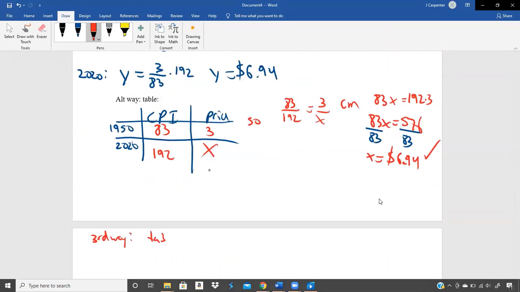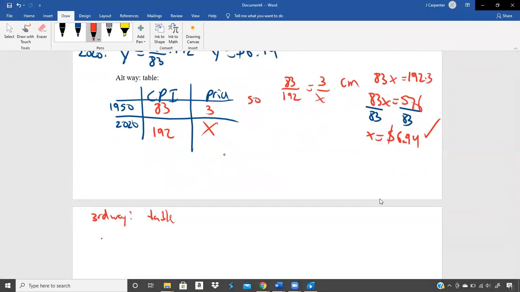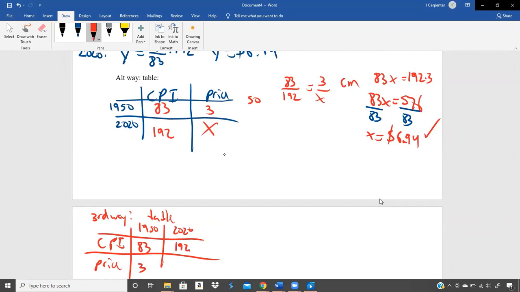I'm going to do it with another table. Some people say, well, why did you choose to do the CPI this way and the price this way? Why didn't you make those the horizontal? Okay, let's do it that way. So let's do CPI and price. I can flip-flop the order of those, it doesn't matter. And now I'm doing the years as 1950 and 2020, those are the verticals. Well, the CPI for 1950 was the 83. The price in 1950 was the 3. This CPI was 192. This is our X. You're going to get 83 over 3 equals 192 over X.